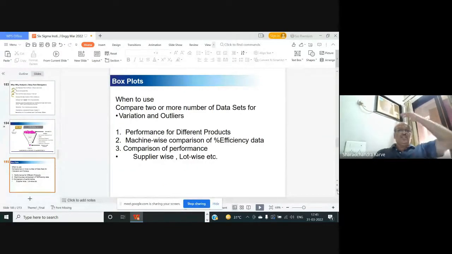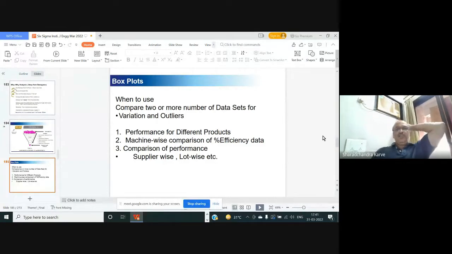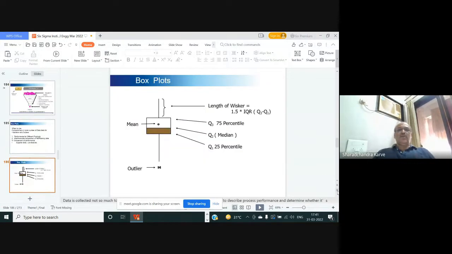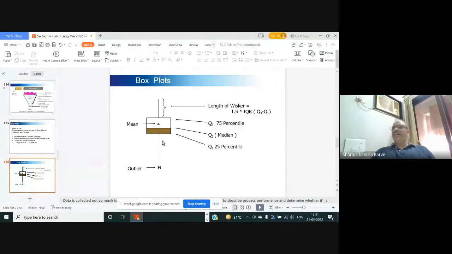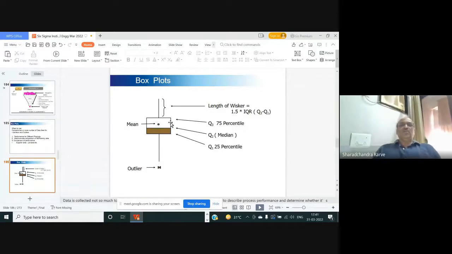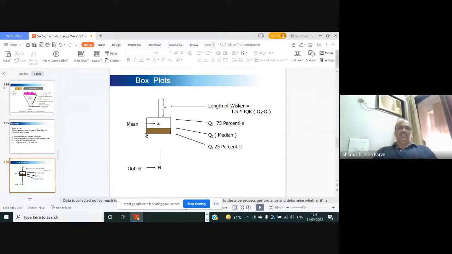The box plot is very useful to compare two or more data sets. How does the box plot look? You must have seen a box plot like this. Why is it called a box plot? Because it is a presentation of the data in the form of a box. The box looks like this.